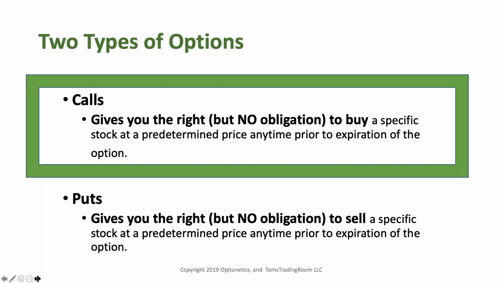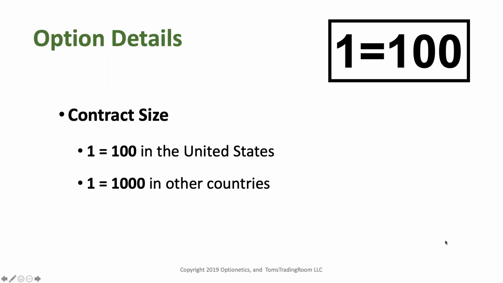All right. So two types of options, calls and puts. I'm not going to spend a lot of time on this because I'm going to assume all of our Optionetic students in here know something about options. Calls give you the right to buy, puts give you the right to sell. And we're going to talk about the buy side of these, going long calls or going long puts, meaning we're going to buy to open, not sell to open.